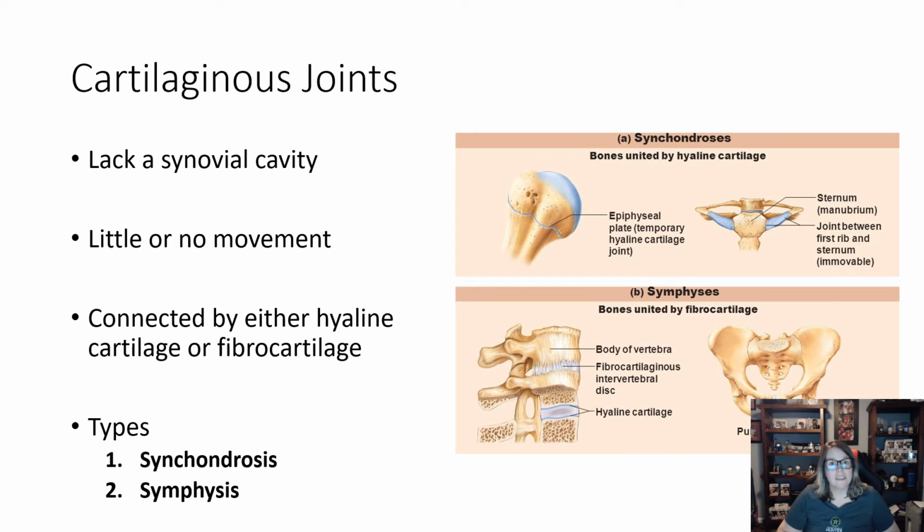Okay, that's it for fibrous joints. Notice none of them were diarthrotic. They all were either synarthrotic or had just a little bit of movement, and they were typically collagen fibers that were keeping things together.